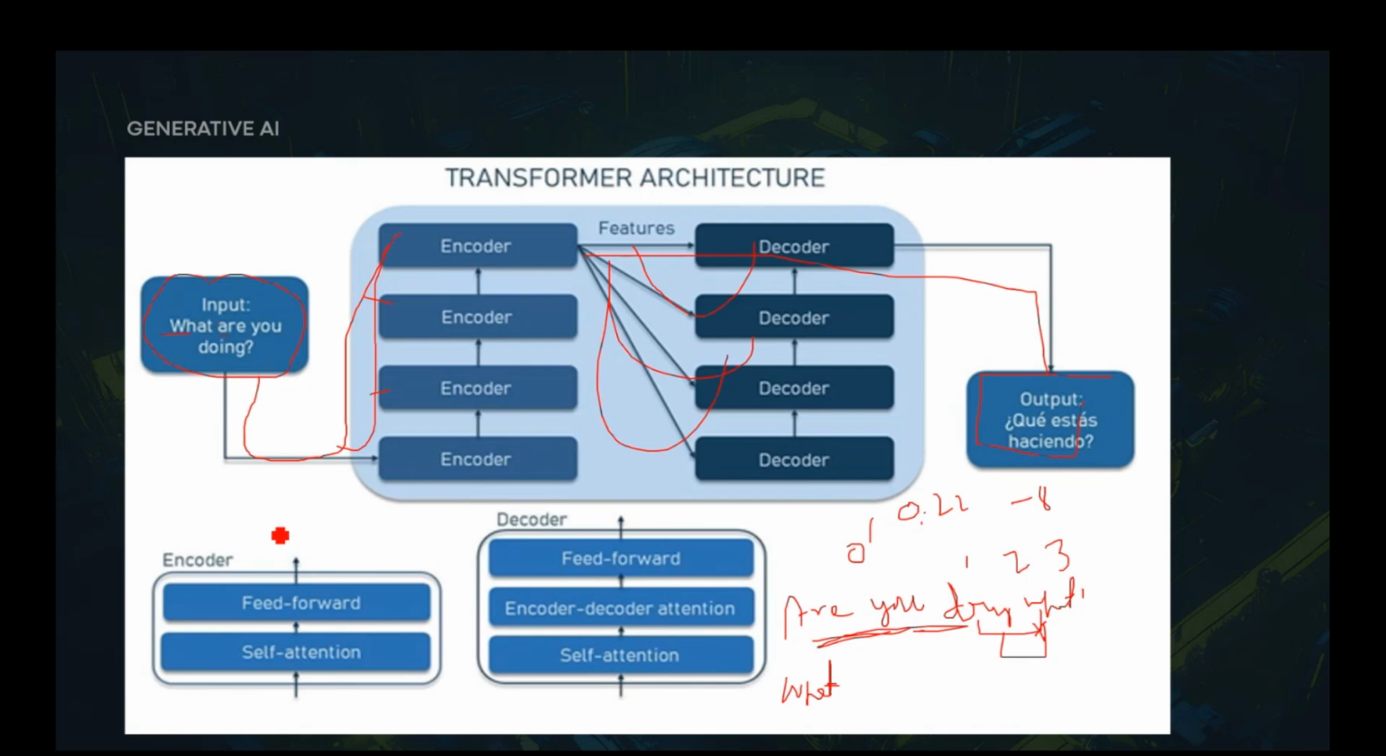So here again you have encoder and you have decoder. Encoder looks at feed forward and self-attention. There is no feedback, but here there is a feedback. So your feed forward, encoder, decoder, attention, and self-attention. So this is the part of your decoder. And this is how a transformer works.